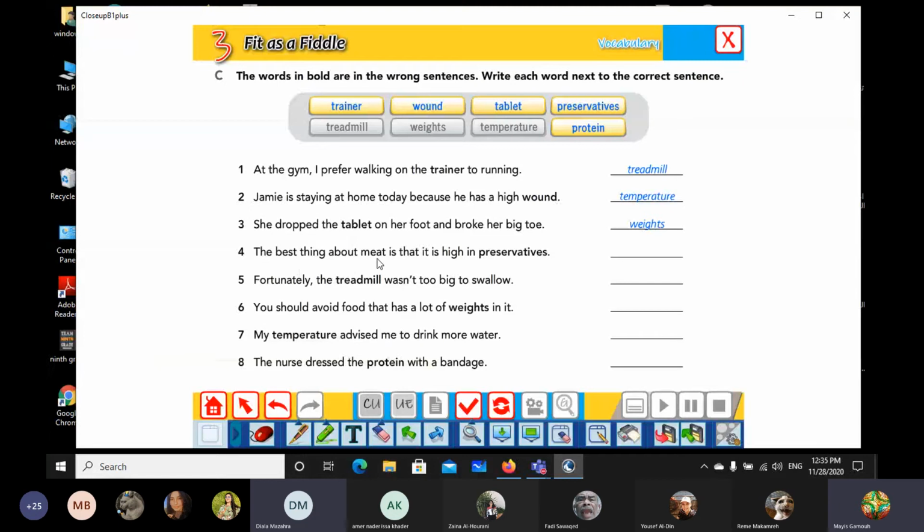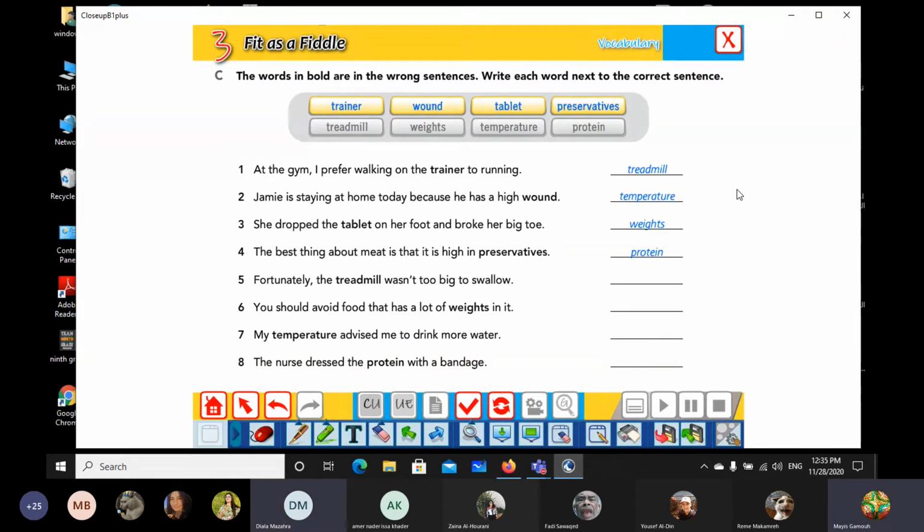The best thing about meat is that it is high in preservatives. But then how we put protein? All right, so we replace preservatives with protein. Why, dear? What is the meaning of preservatives?